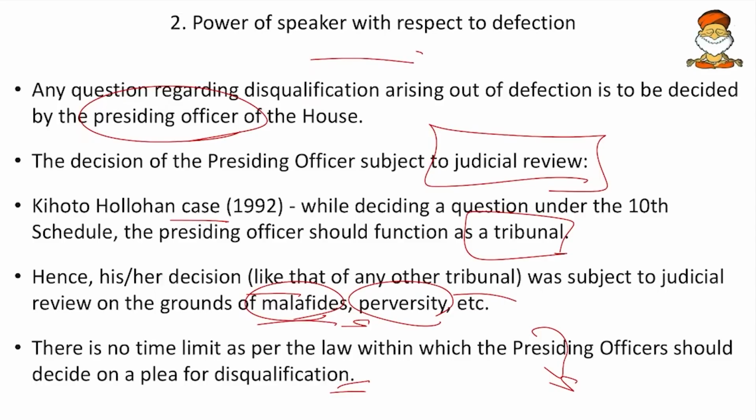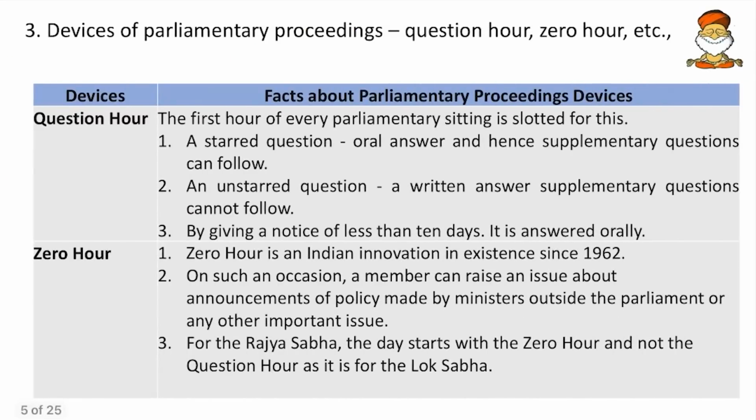But if it is vice versa, if a person from the ruling party is defecting to the opposition party, then the speaker will take sudden actions. Such partiality is what is disturbing the defection clauses right now. And then coming to next, the devices of parliamentary proceedings.